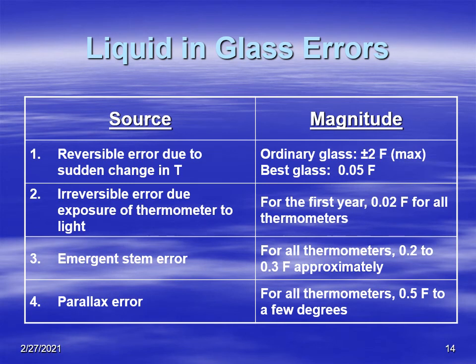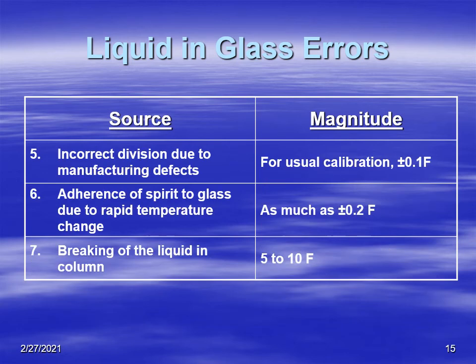Here's a list of all the different types of errors that you can have with liquid and glass thermometers. There are errors as a result of a rapid change in temperature, an irreversible error due to exposure to sunlight, also emergent stem error. We talked about if you don't have the stem in the fluid or if it's supposed to be in the fluid. Parallax error, just measuring it because you're looking at it from an angle. Incorrect division due to manufacturing defects, and believe it or not, that does happen. Adherence of spirit to glass due to rapid temperature changes. The fluid doesn't go up or down as rapidly.